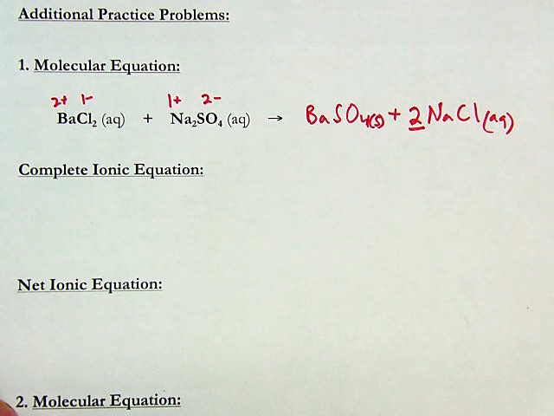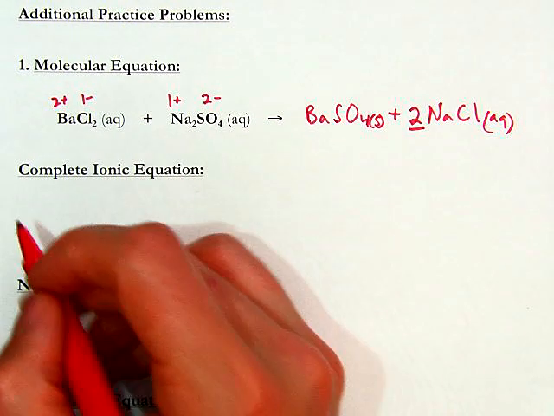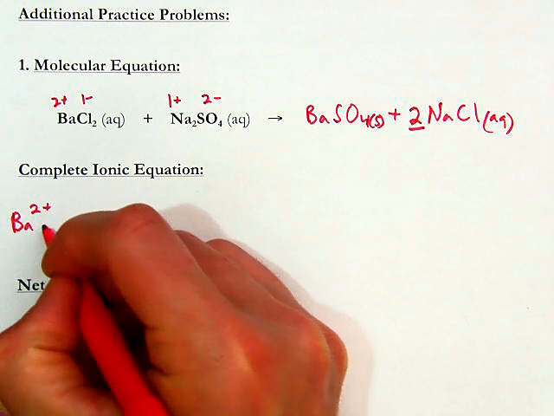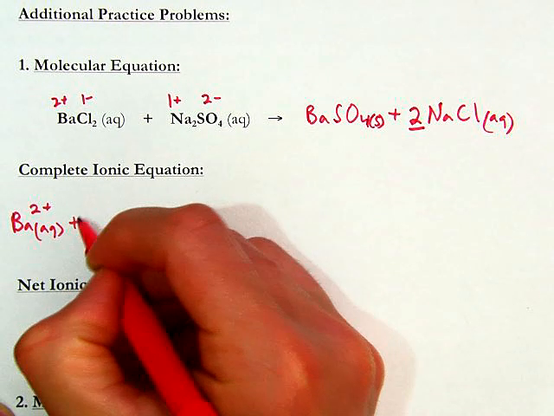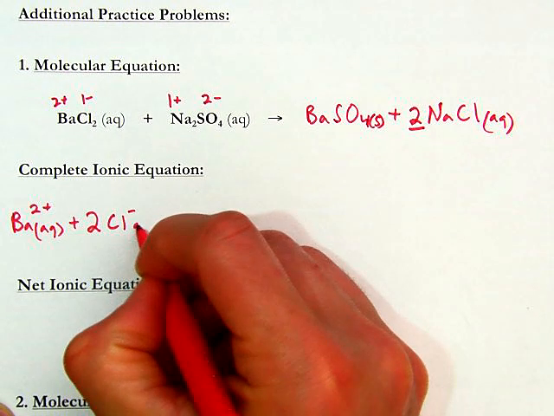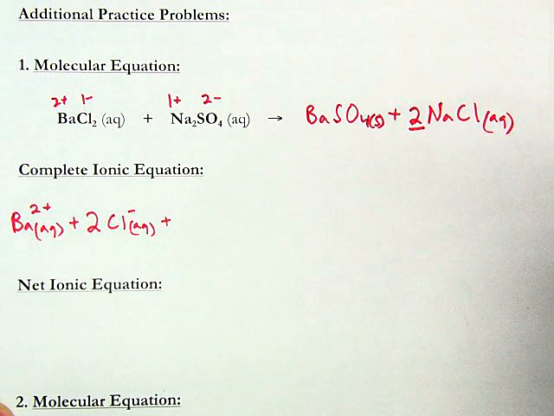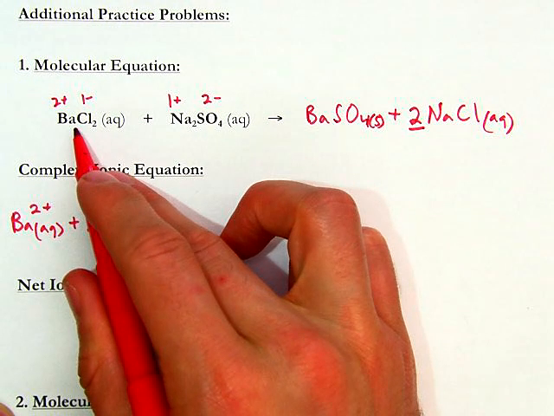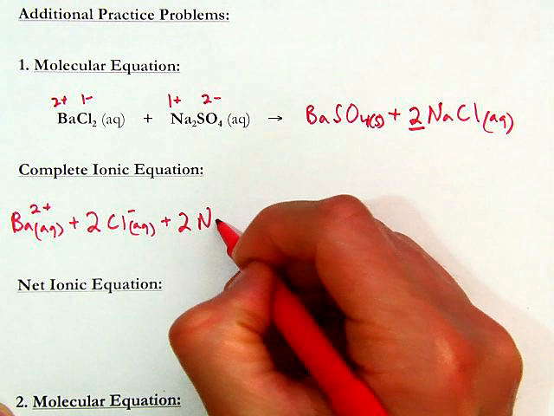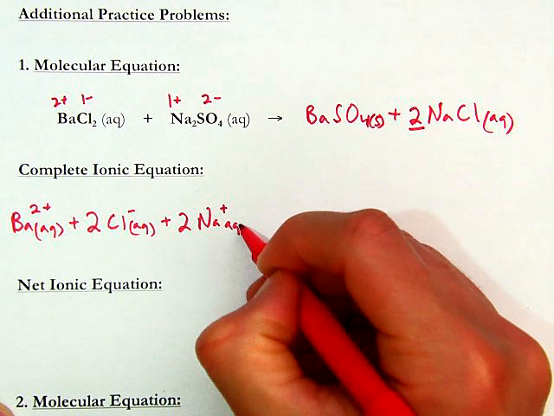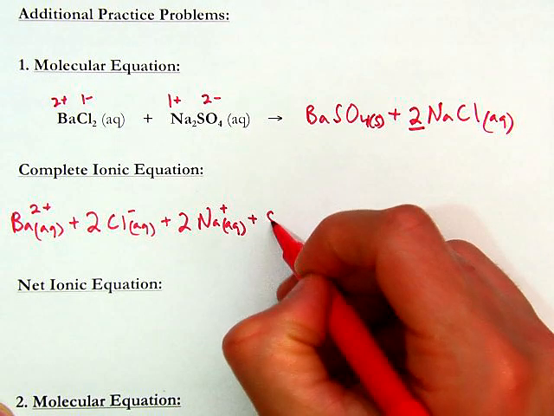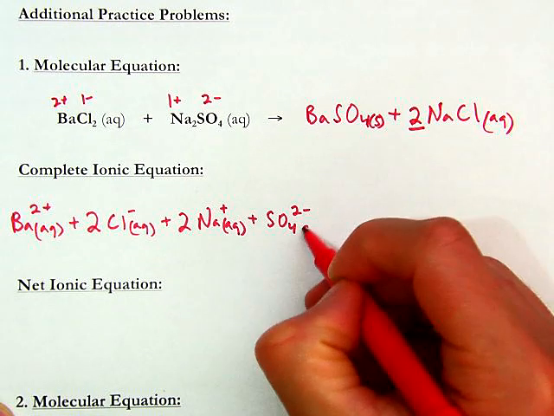Now we're ready to write the complete ionic equation. So we're going to break our reactants down into individual ions, right? We have Ba, which is positive 2 AQ, plus 2 chlorines, coefficient of 2, Cl has a negative charge, AQ. All right, so when that breaks down into solution, we're going to have 1 barium and 2 chlorides. We also have 2 sodiums, which have a positive 1 charge, AQ, and we have a single sulfate. So we write SO4, which has a negative 2 charge, AQ.